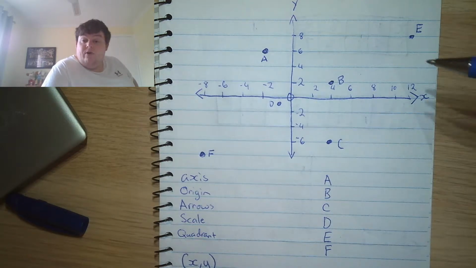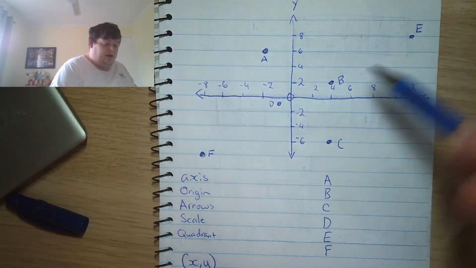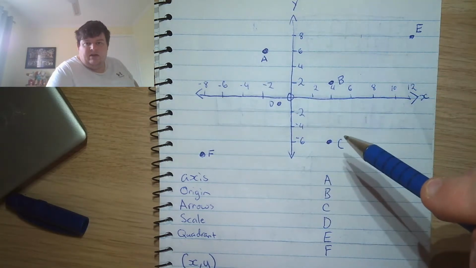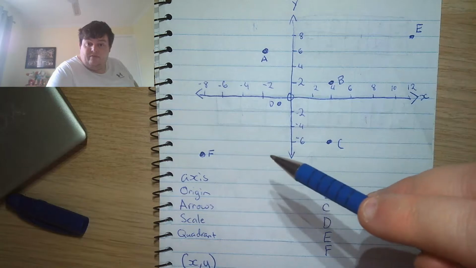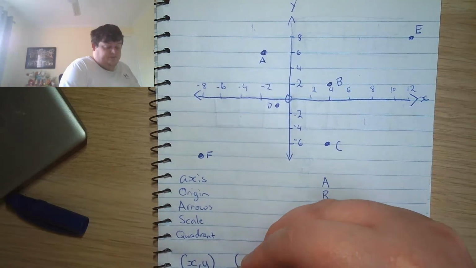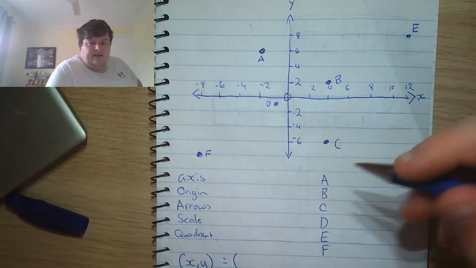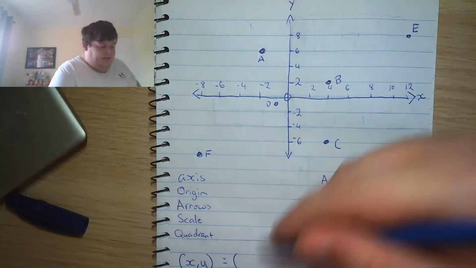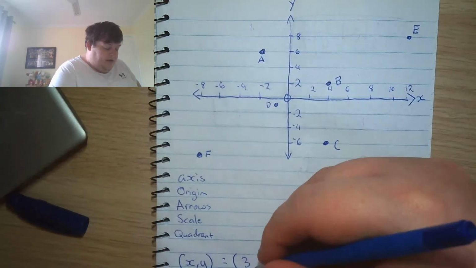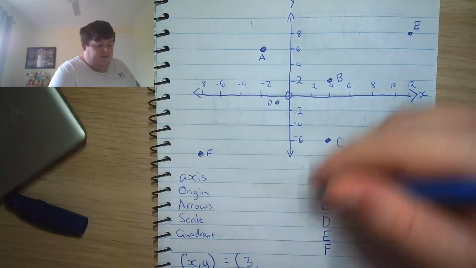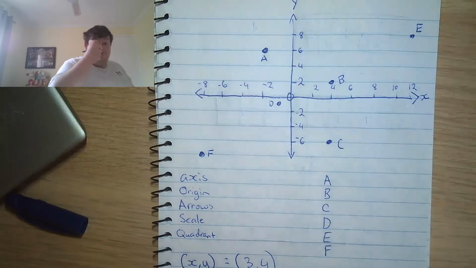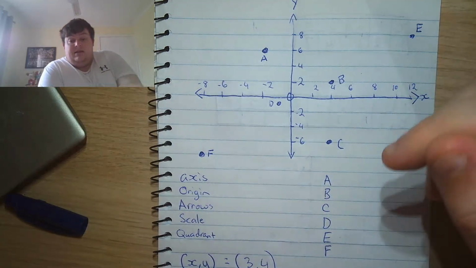Now, when you're referring to a point, you can see I put a few points on here: A, B, C, D, E, and F. When you're referring to a point, in brackets, you want to write where it fits in with the X, or its X position, so it might be 3, comma, and then where it fits in with the Y, its Y position, which could be 4, for example. I'll do an example of a couple so you can get the idea of how it works.